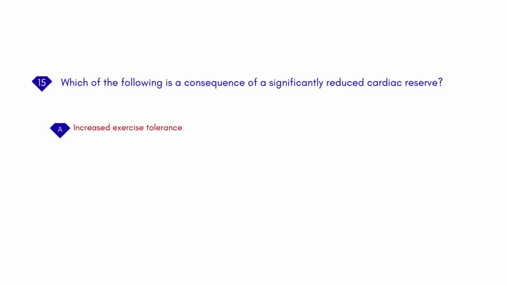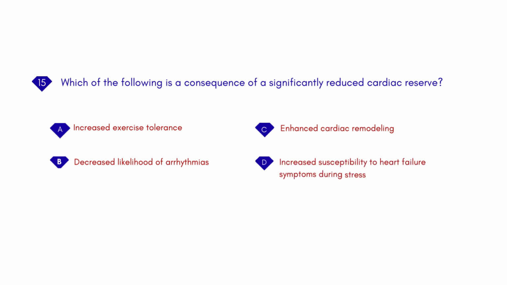Which of the following is a consequence of a significantly reduced cardiac reserve? A. Increased exercise tolerance. B. Decreased likelihood of arrhythmias. C. Enhanced cardiac remodeling. D. Increased susceptibility to heart failure symptoms during stress. Answer: D. Increased susceptibility to heart failure symptoms during stress.